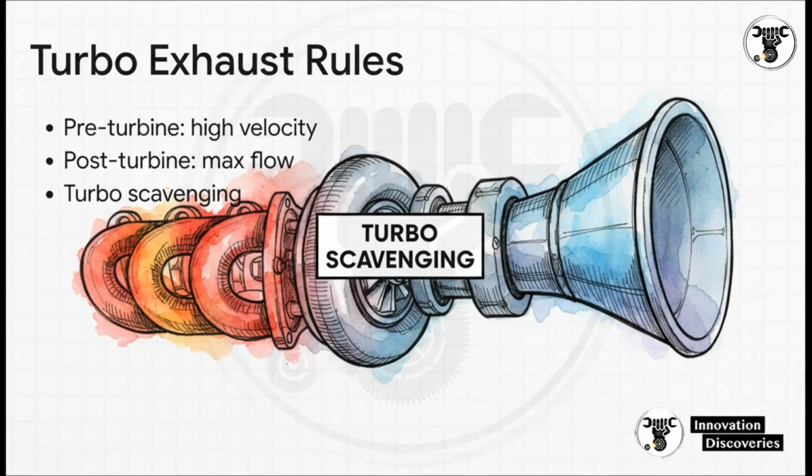After the turbo, you want the largest diameter possible to completely eliminate back pressure. If your exhaust is too restrictive after the turbo, it actually backs pressure up into the manifold, completely reversing the pressure differential and destroying the engine's efficiency.